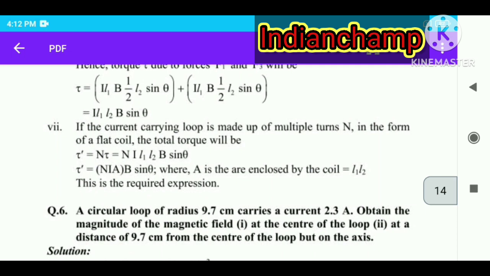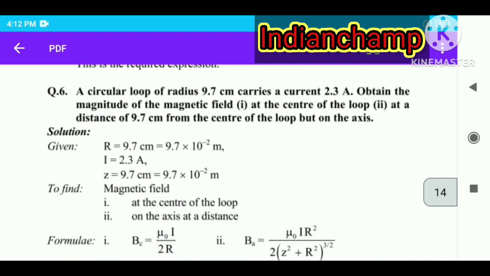Seven. The current carrying loop is made up of multiple turns in the form of a flat coil. The total torque will be tau dash is equal to n tau is equal to n I L1 L2 B sin theta. Tau dash is equal to (n I A) B sin theta, where A is the area enclosed by the coil, L1 times L2. This is the required expression.